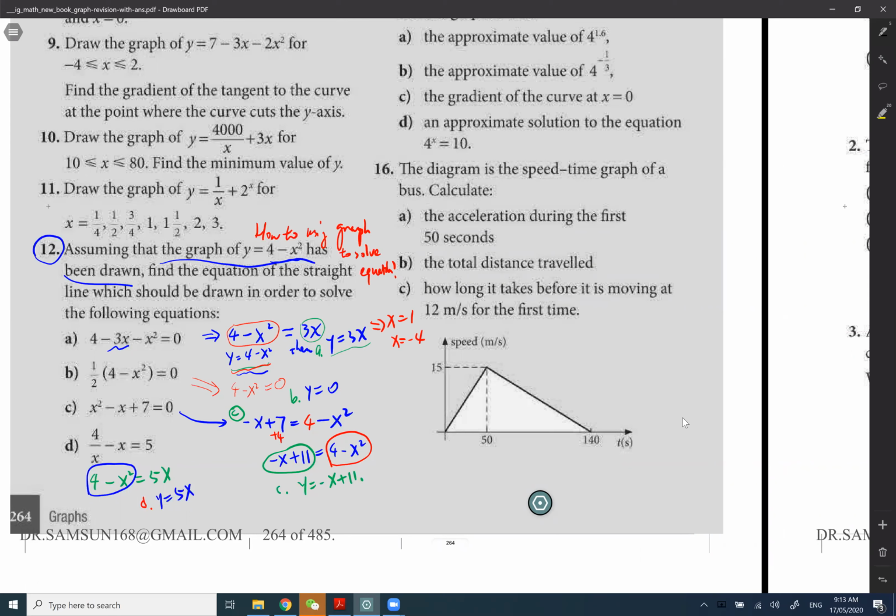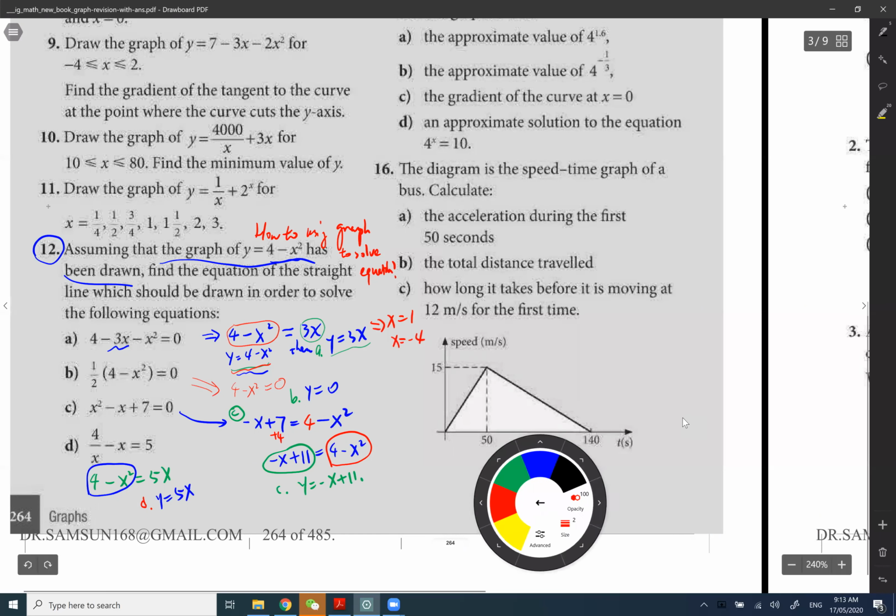You can double check if it's true. You substitute 1 back into the equation. You get 4 minus 3 minus 1 equals 0. Correct. Similarly for -4. Those are the steps for using a graph to solve an equation.